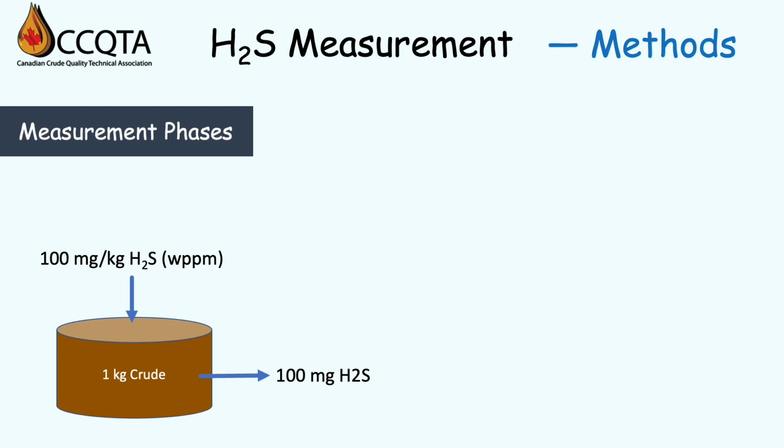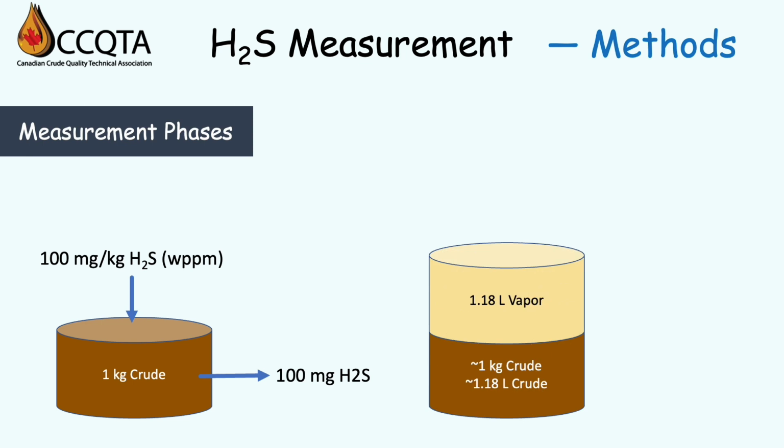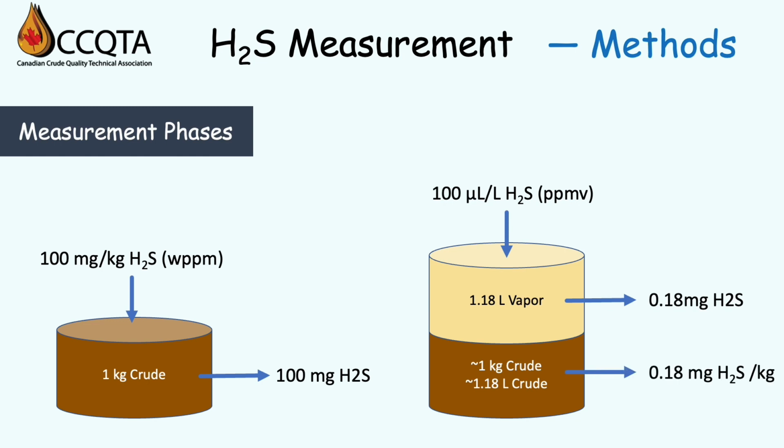On the other hand, if you have similar D5705 results, you know that at 60 degrees C and a 1:1 VL ratio gives you vapor space results of 100 microliters per liter of H2S in the vapor space. If you made the same assumption that during the measurement all of the H2S in the liquid was evolved into the vapor space, that would equate to only 0.18 milligrams of H2S that was measured in the vapor phase, which would translate into 0.18 milligram per kilogram in the crude oil. What I'm really trying to highlight is that those are obviously very different outcomes between the results when put into context.